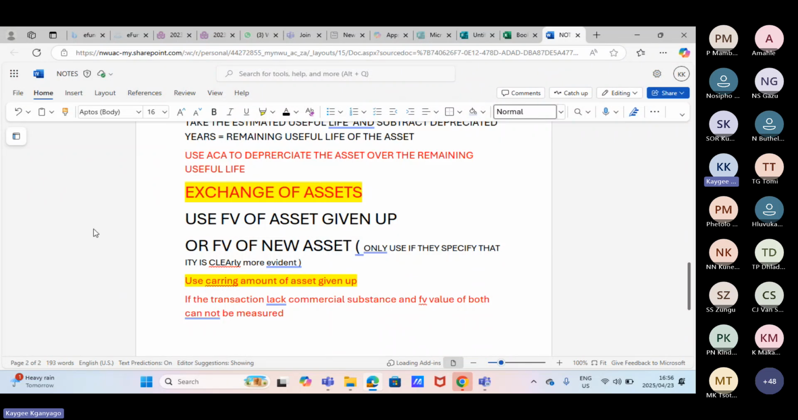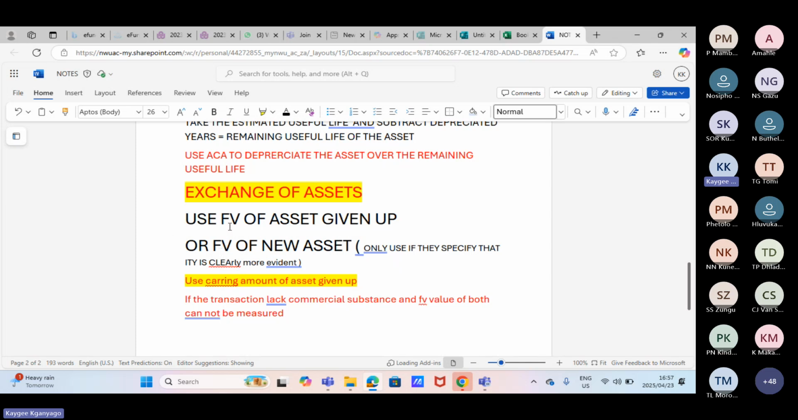It's conditions, ne? Not always, ne? In most cases, this is given. Asset given up is given. Ne? Fair value of the asset given up is given. And also, this one can also be given. Actually, let me say everything can be given, ne? But remember, for the fair value of the new asset to be utilized, they will have to specify it clearly. That's why you can opt for it and avoid the fair value of the asset given up. That's the only way you can use the fair value of the new asset.